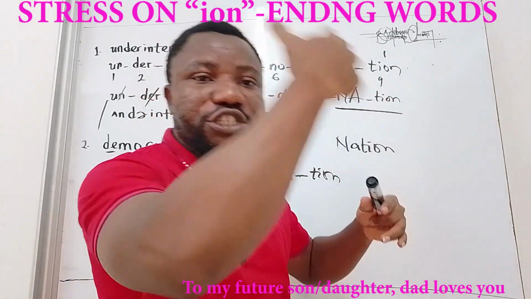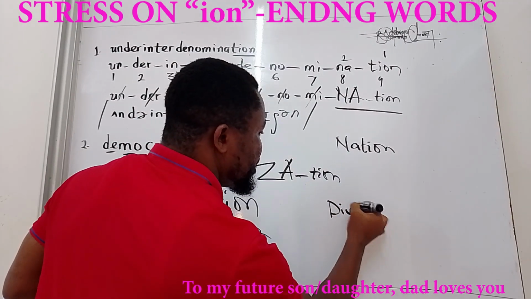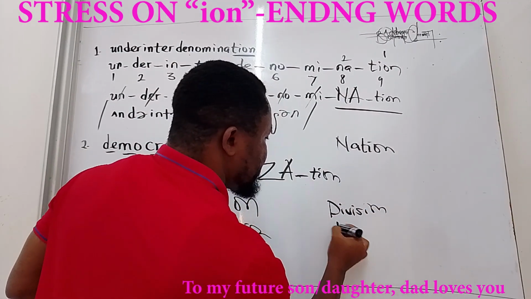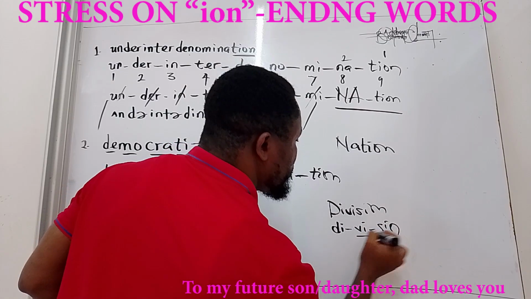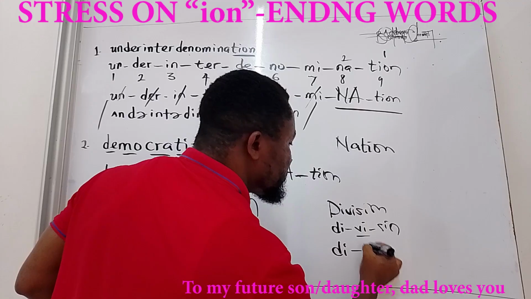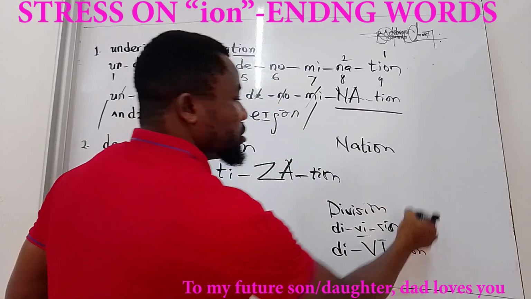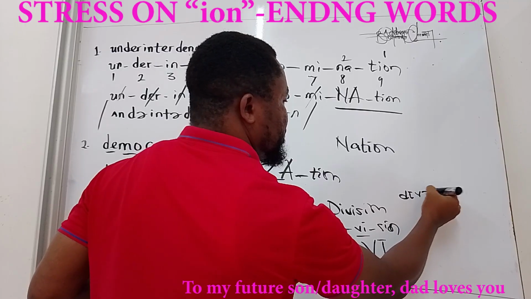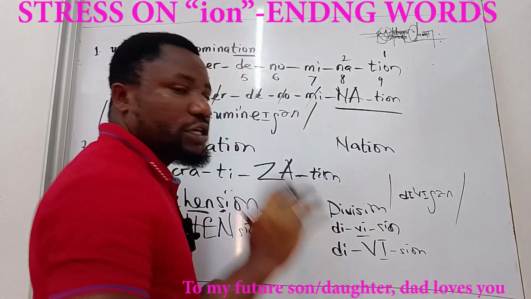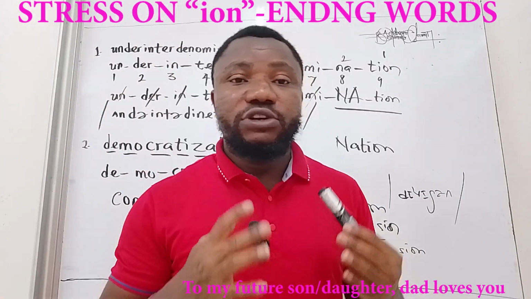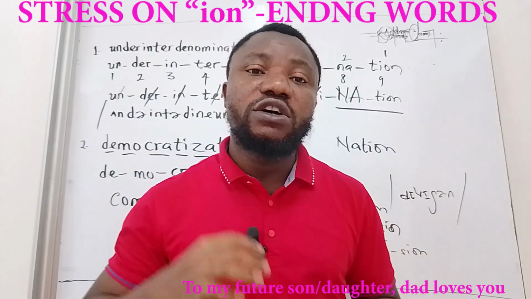The syllable before the shun or jen, as in, let's say, division. The stress falls here on vi. So you have division. The stress is here. So that is that about this rule. I hope you've learned the appropriate way to stress words that end in shun or jen.